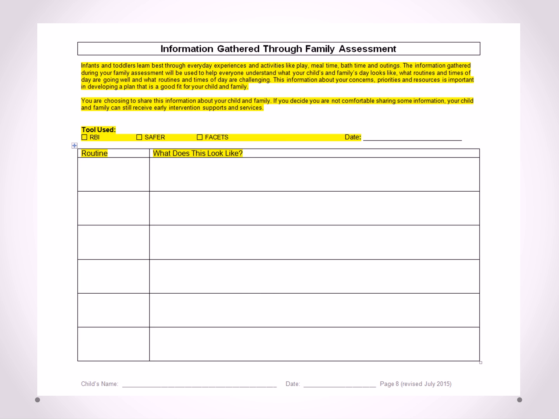So the reason we don't have routines written in there is because you're going to get information about the routines in differing orders depending on which of the family assessment tools you're using. So it's really open-ended so that it works for both how the family shares information and how you at the Community Center Board are gathering the information. Now, there's boxes for 6 routines, and those can be expanded.